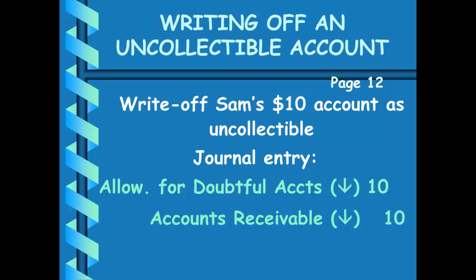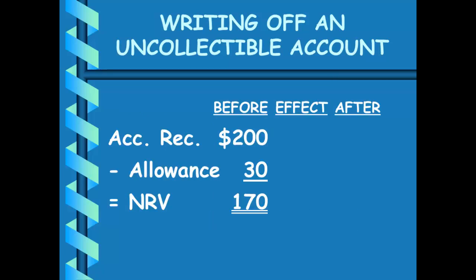What account do we credit? Accounts receivable. My net realizable value before I made the entry? Well, my total accounts receivable was $200. I subtract the $30 allowance for doubtful accounts. I get a net realizable value of $170. Now let's stop right there for a minute and make sure we understand those numbers. People owe me a total of $200. I think I'm not going to collect $30, which means I think I am going to collect $170.